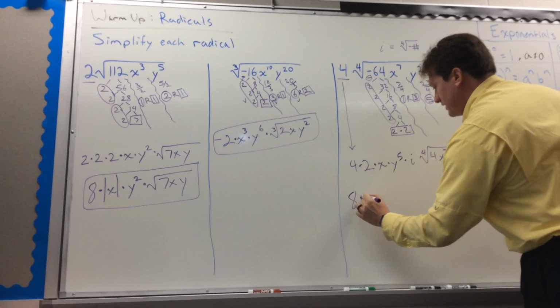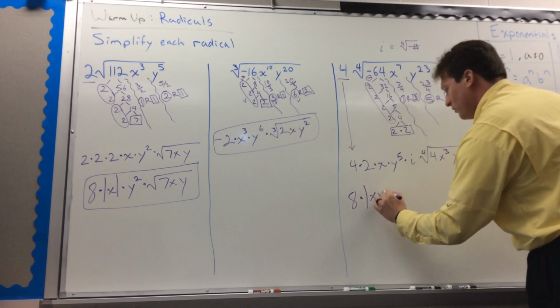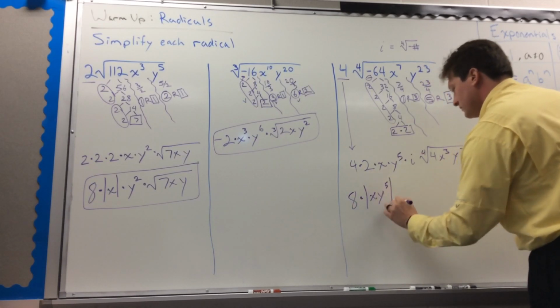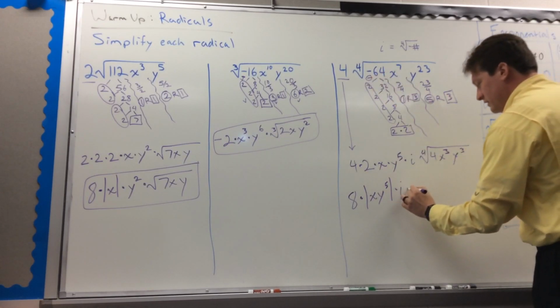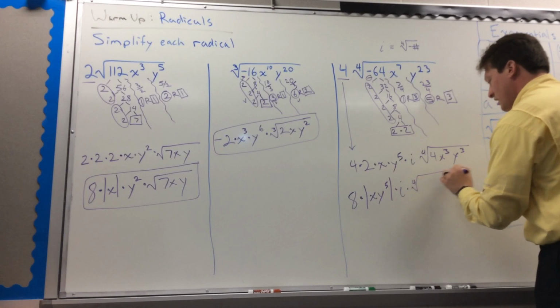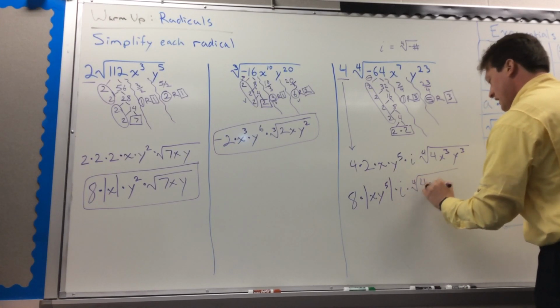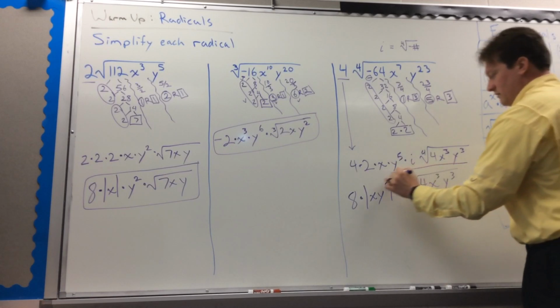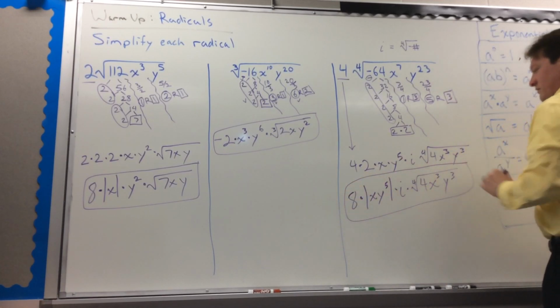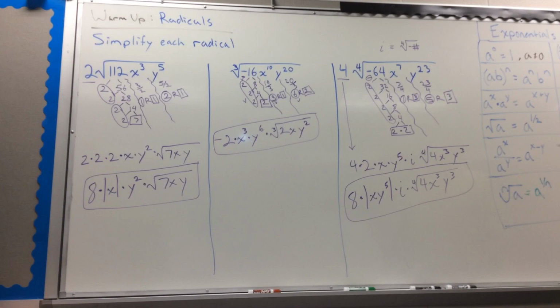8 times the absolute value of x, y to the 5th power, times i, because of the negative right here, times the 4th root of 4, x to the 3rd, y to the 3rd power. And that takes care of your warm-up with simplifying radicals.